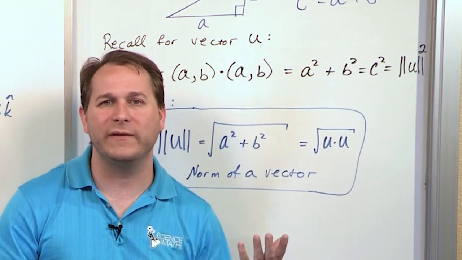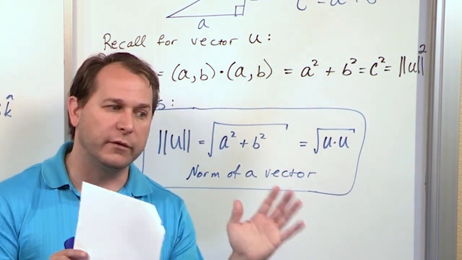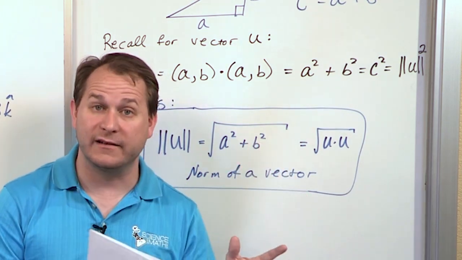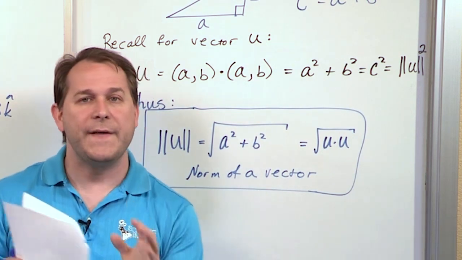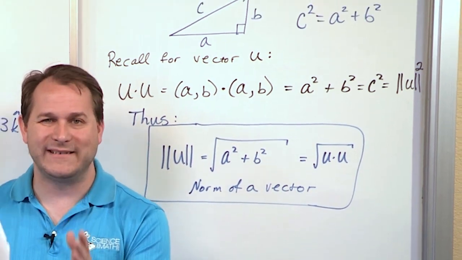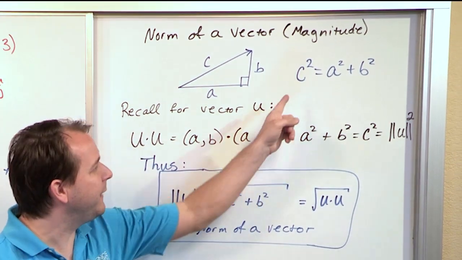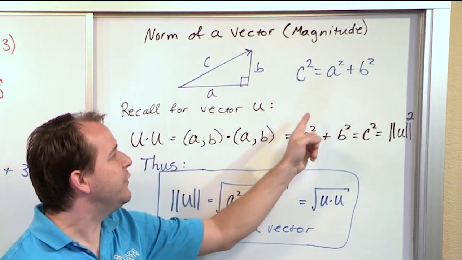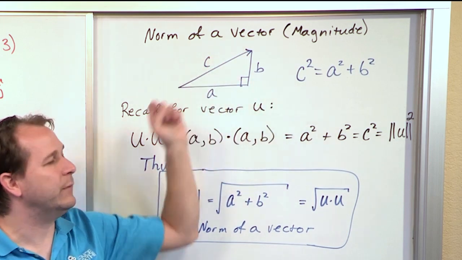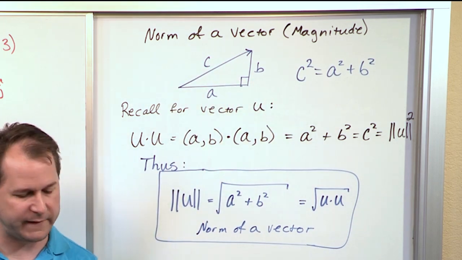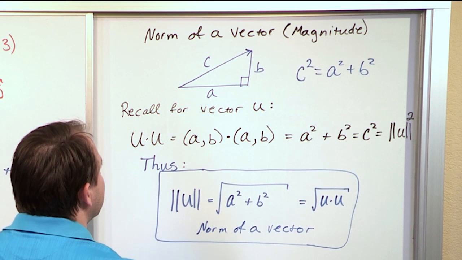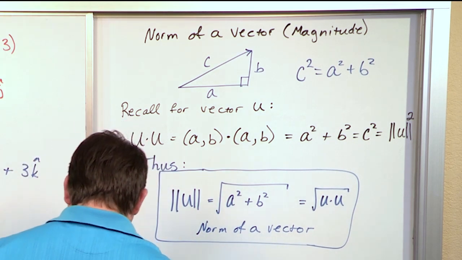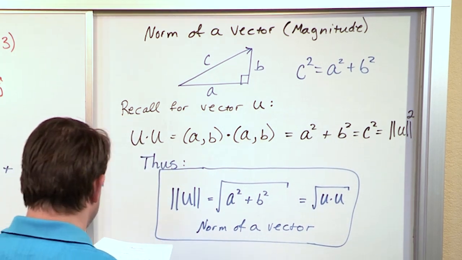When you dot the vector with itself, you're multiplying the x component times itself, so you're squaring it. And for the y component, you're multiplying it by itself, so you're squaring the y component. So you're basically doing this right here, and then you take the square root of the result, which gives you c, the length of the vector, or the norm of the vector. All right, so at this point I'd like to do a couple of quick examples.